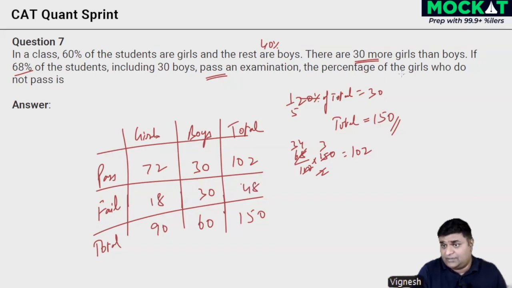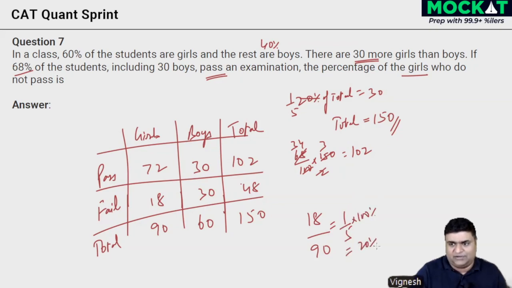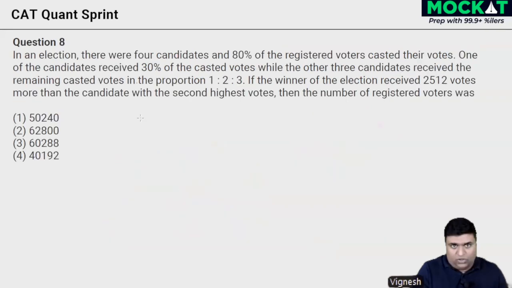But what's asked? The percentage of the girls who do not pass. Percentage of the girls. Immediately after the word 'of', whatever comes is my denominator. Total girls, 90. Of them, how many do not pass? 18 do not pass, right? 18 of them fail. 18 by 90 as a percentage. 18 by 90 is nothing but 1/5. 1/5 as a percentage, you should know, is 20%. Multiply with 100% to the base, and you would get your 20. That's the answer here. On to question 8.